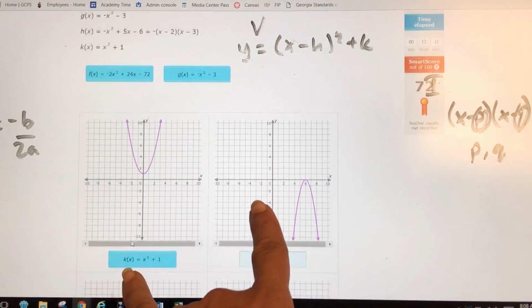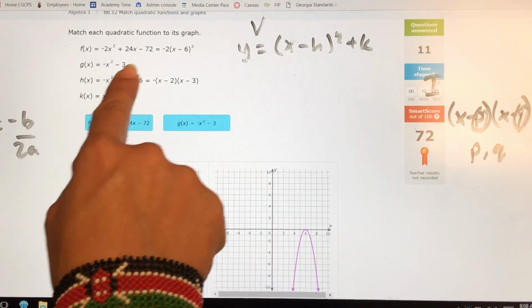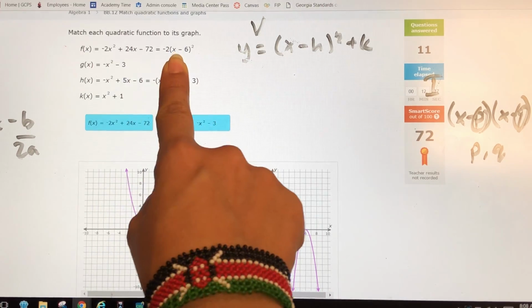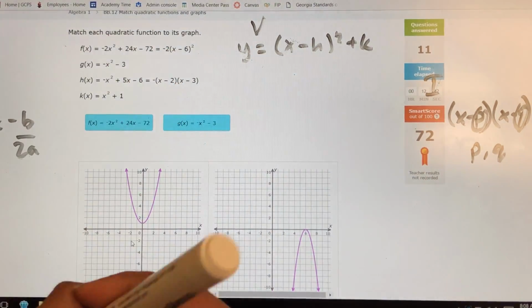Now I have these 2 remaining, which are these 2, F and G. All right, so I can do either standard form or vertex form. I'm going to do vertex form because it's already minus, and I really love it when they already have it in minus.